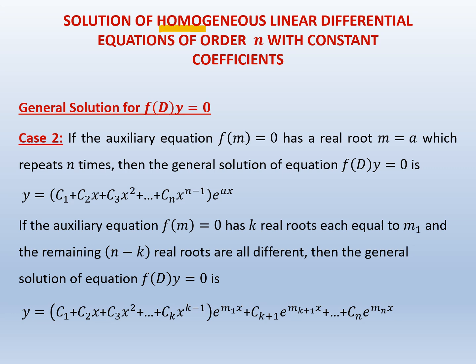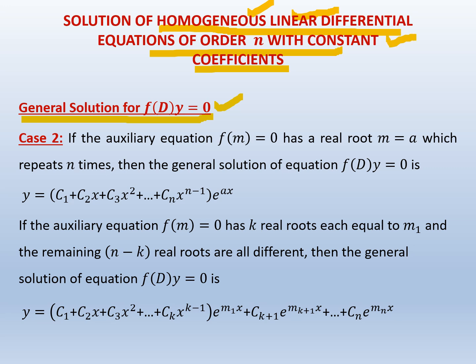To solve homogeneous linear differential equations of order n with constant coefficients, one first solves the auxiliary equation to determine the roots. Based on the nature of the roots, we can find the general solution for f(D)y = 0. Here, f(D)y = 0 is the symbolic form of homogeneous linear differential equations of order n with constant coefficients. Now let's see case 2, which arises while solving the auxiliary equation.